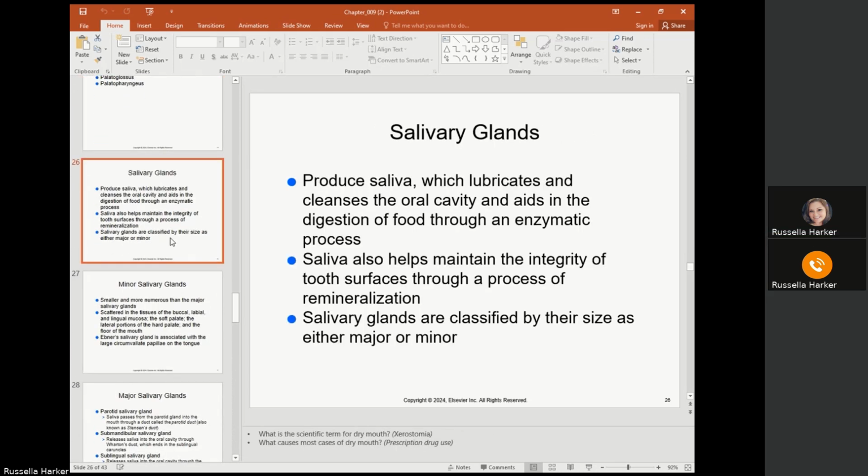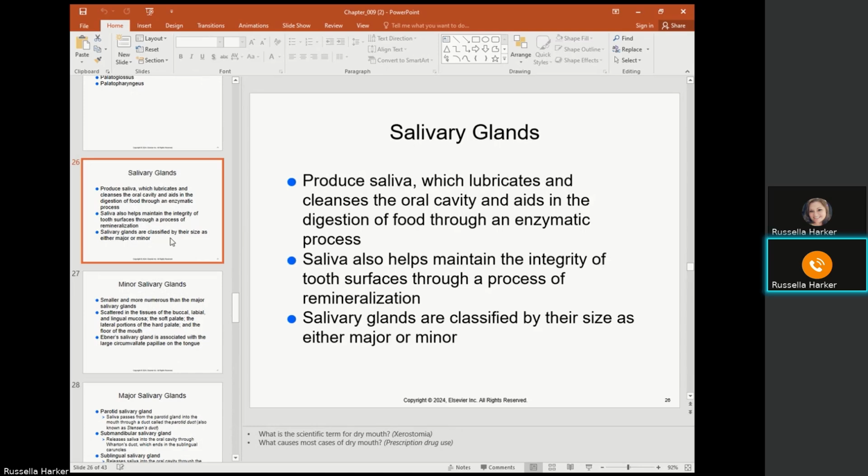The last thing we're going to talk about are your salivary glands. Your salivary glands are very important with your dental health. They produce saliva, and that saliva is going to lubricate and cleanse the oral cavity. Not only does that help aid in digestion of food because it helps to break down the food in an enzymatic process, but it also helps to maintain the integrity of tooth surfaces through a process of remineralization.